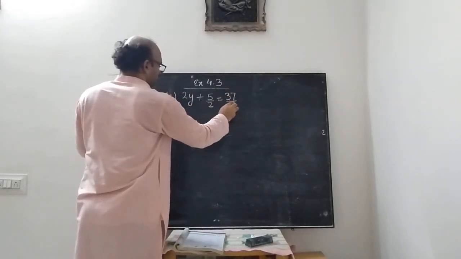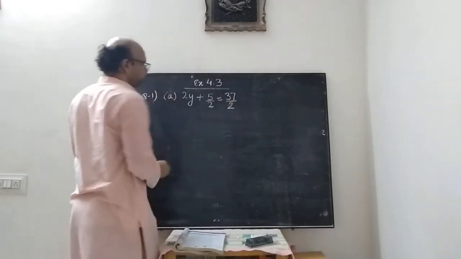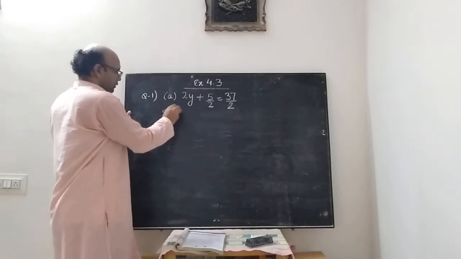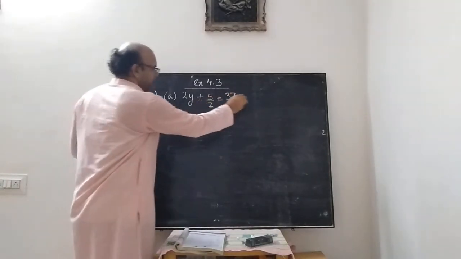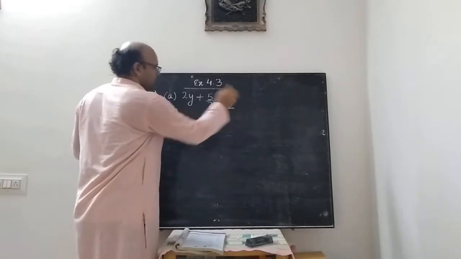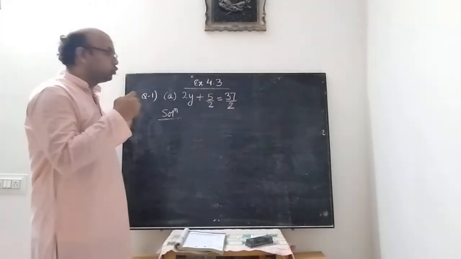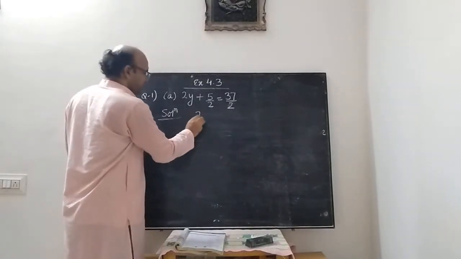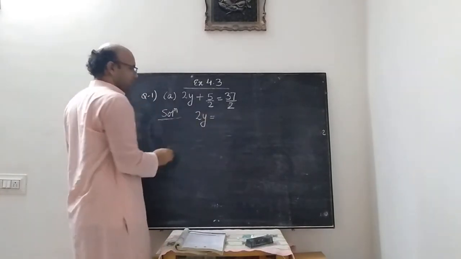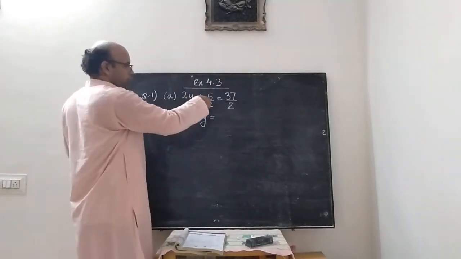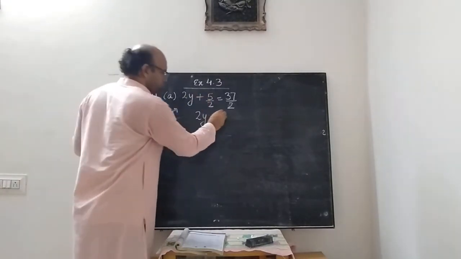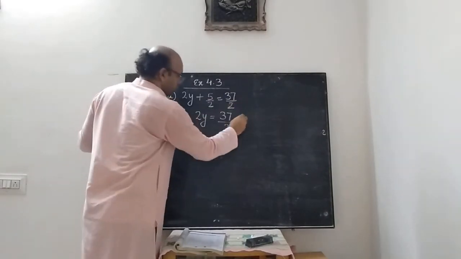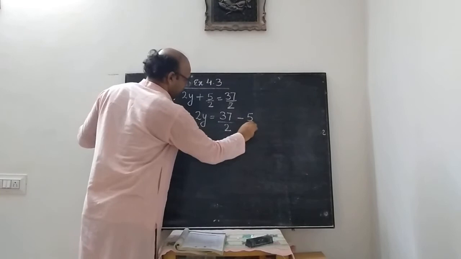So what we do is, the first step in the solution is we take 5 by 2 to the other side. Taking 5 by 2 to the other side means we are transposing that number. When we transpose the number, what the number says is, change my sign. Do not forget to change the sign of 5 by 2. So this is 37 by 2. We take 5 by 2 on the other side.